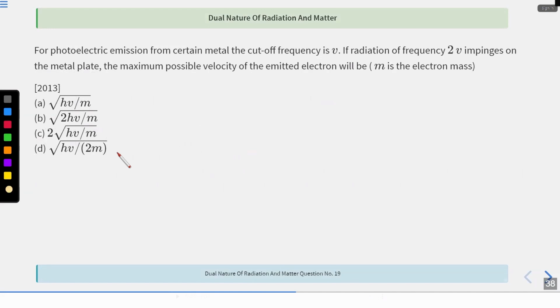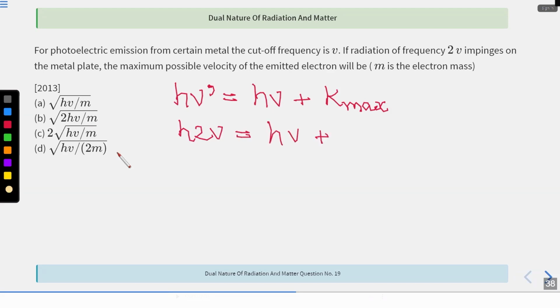So here we know from the photoelectric equation that hv dash is equal to hv plus K max. Yes, so we can write this as h into v dash is 2v, right? h2v is equal to, initially it was hv only, so hv plus half mv square. Let's make this maximum, right?